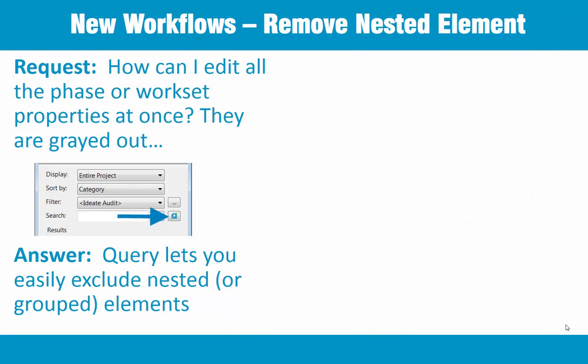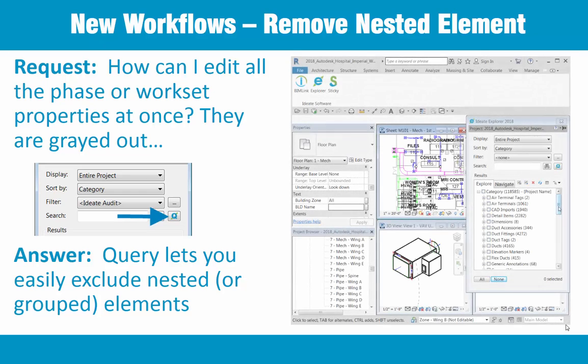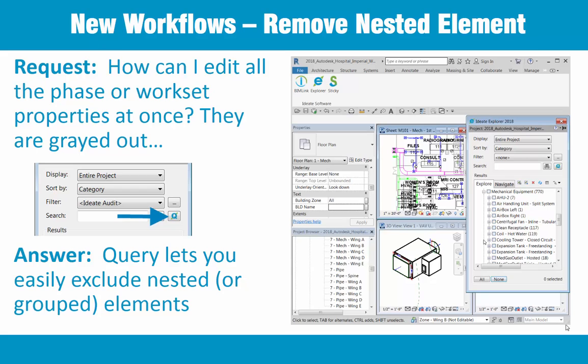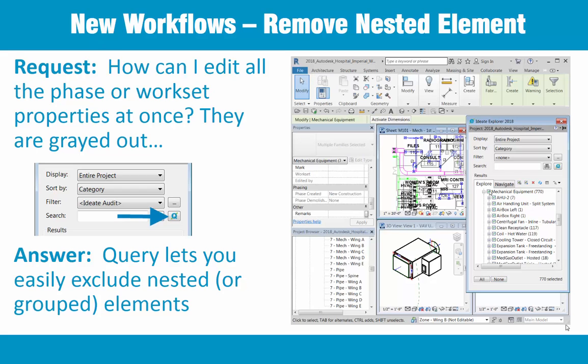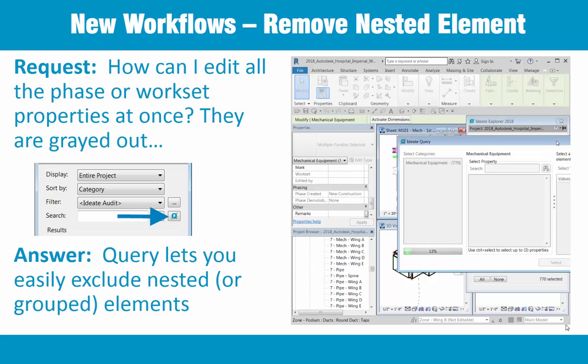This next feature represents a long requested need to remove any nested elements from a selection set. Without this functionality, it's easy to get frustrated because seemingly simple changes like adjusting the phase of the work set are thwarted, as shown here in the Properties palette.